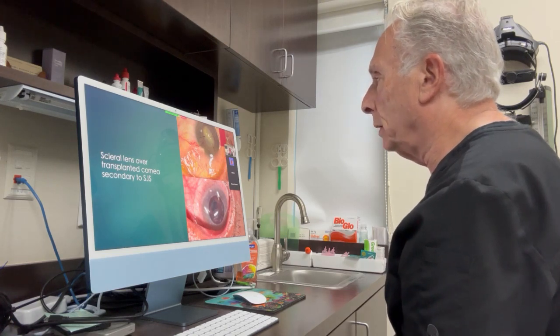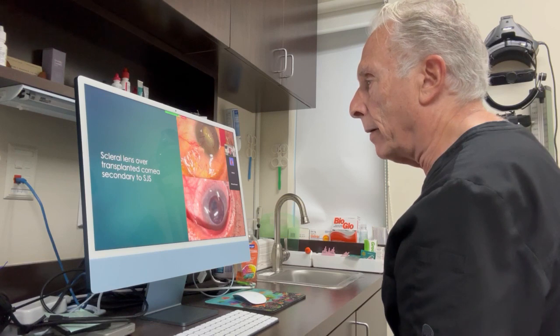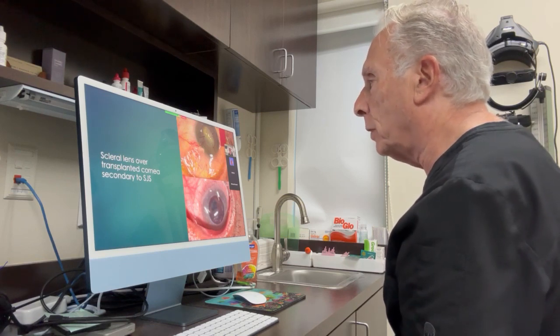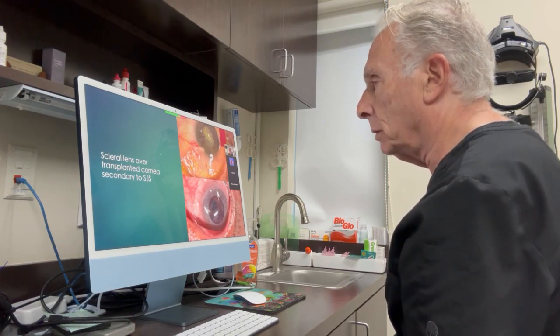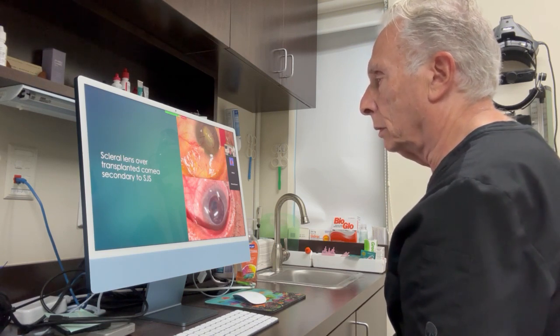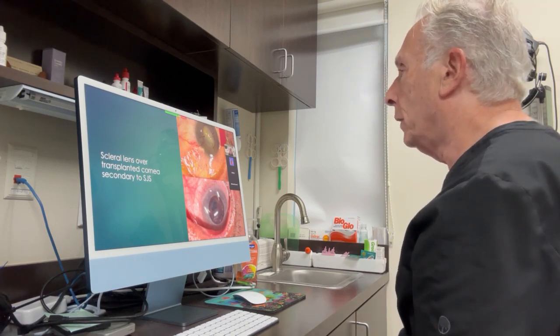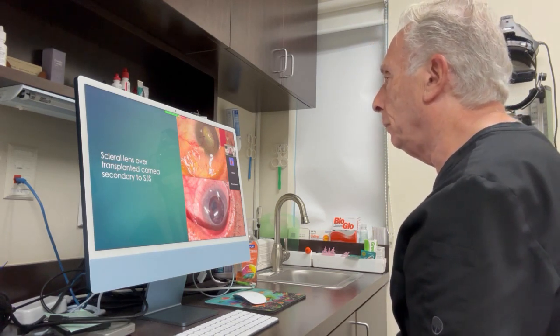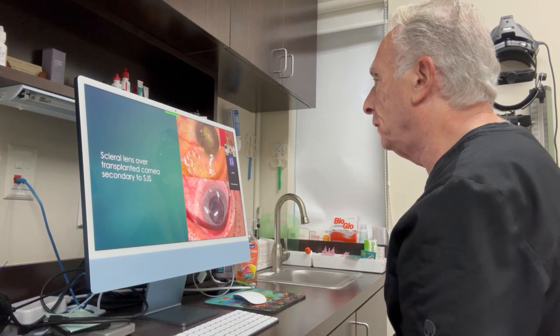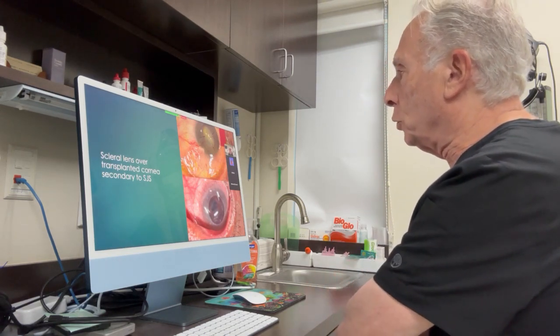Stevens-Johnson syndrome is a degeneration, very poorly understood. Apparently it's a result of the body's reaction to medication like penicillin, maybe some steroids, other medications. And here you have top right, a photograph of an eye with Stevens-Johnson syndrome, that central area.